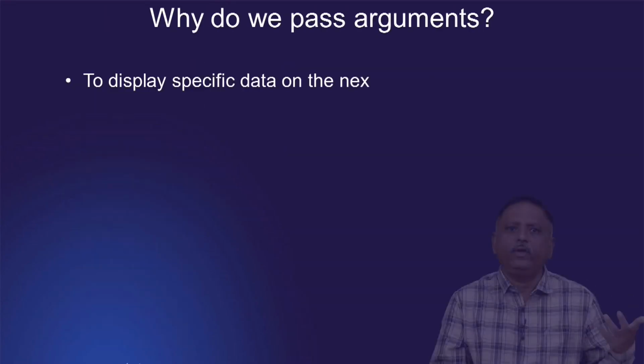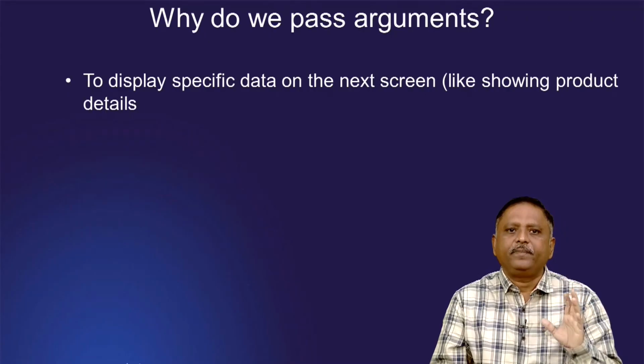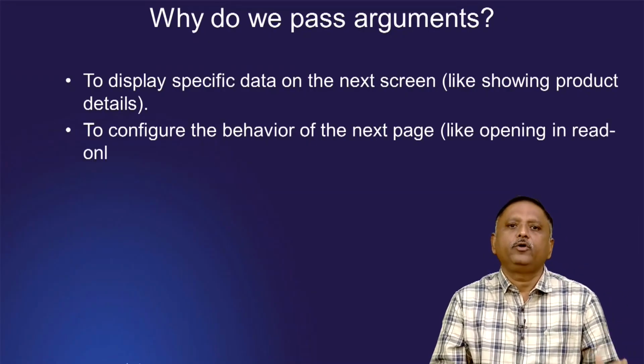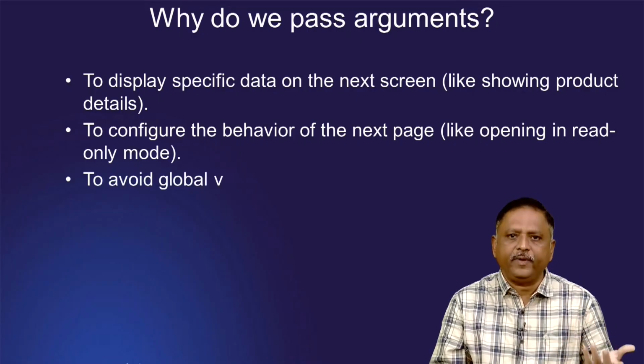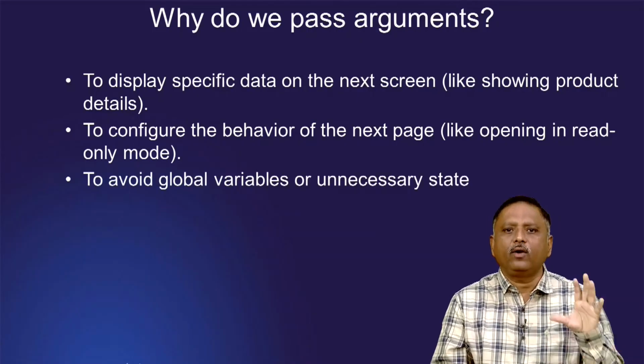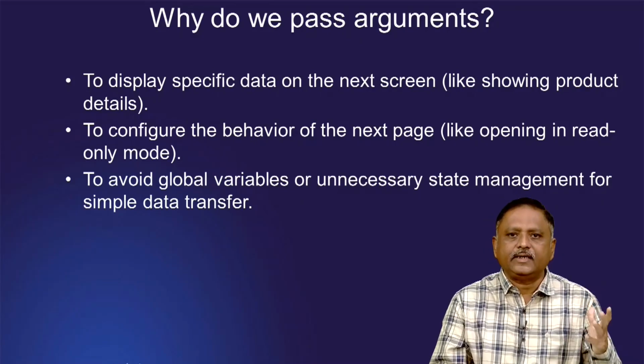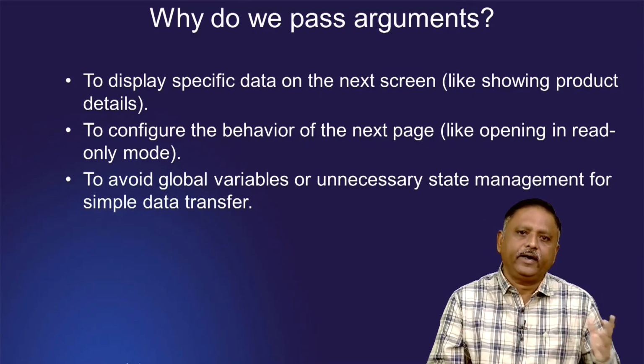So why do we pass arguments? To display specific data on the next screen, like showing product details, to configure the behavior of the next page like opening in read-only mode, and to avoid global variables or unnecessary state management for simple data transfer.